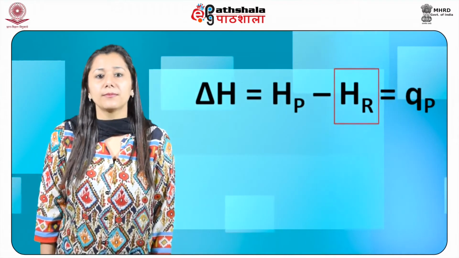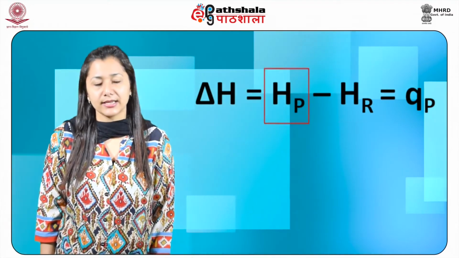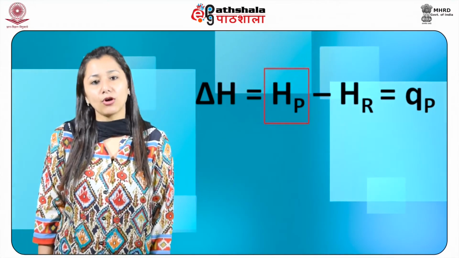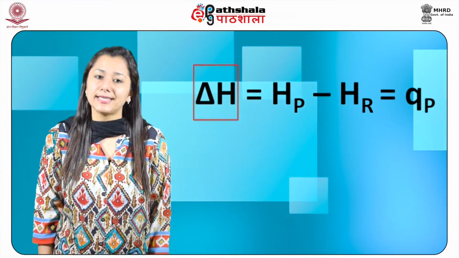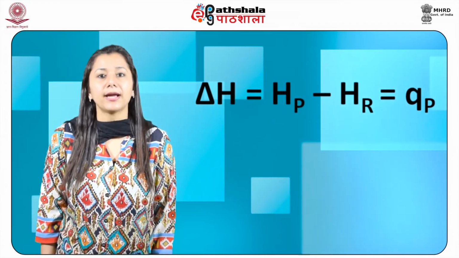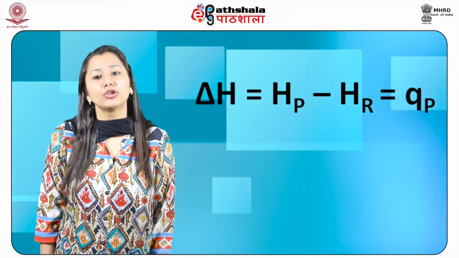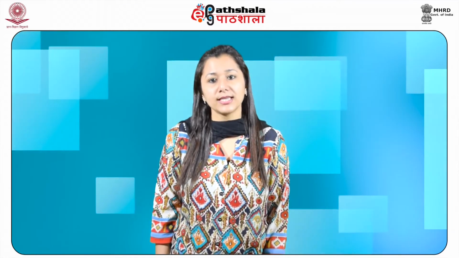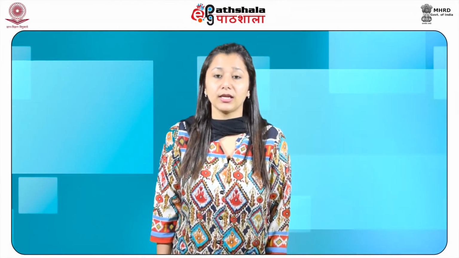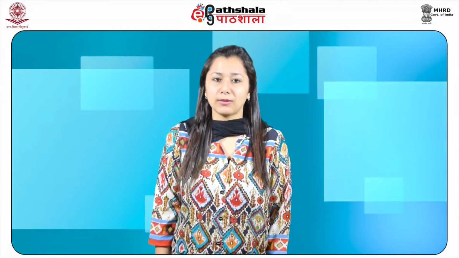Let HR be the enthalpy of the reactants and HP be the enthalpy of the products. Thus, the change in enthalpy will be given as delta H equals HP minus HR, which is equal to QP. Thermochemistry enables us to predict the amount of heat that would be evolved or absorbed in a process without actually performing a tedious set of experiments in the laboratory. The energy changes for the processes which are not feasible experimentally can also be calculated through thermochemistry.